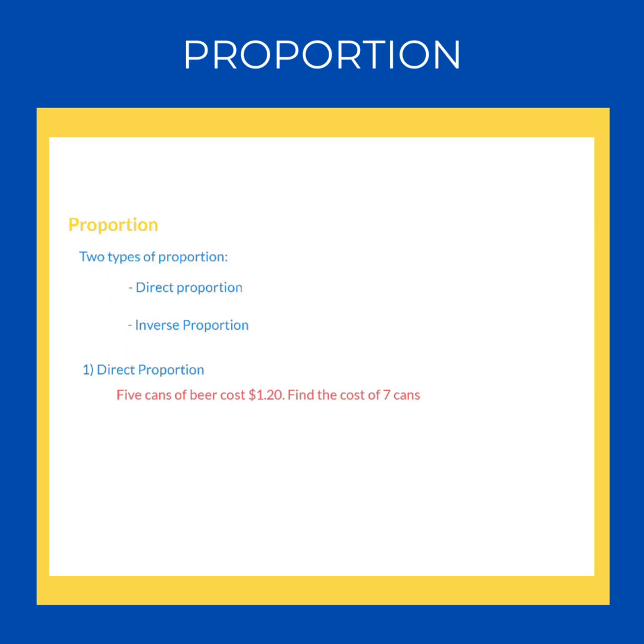Proportion. So in math, we have two different types of proportion. The first type is direct proportion, while the second type is inverse proportion. By direct proportion, I mean that if x increases, y increases. While inverse proportion means that as x increases, y decreases. So as one variable increases, the other decreases. So that's inverse proportion.